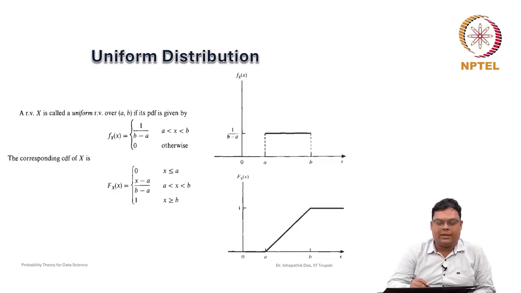Now, we will discuss some of the important continuous distributions, continuous random variables. One of them is known as the uniform distribution. The uniform distribution is defined on an interval. A random variable x is called a uniform random variable over (a, b), where a and b are two real numbers with a less than b, if its probability density function is given by f of x equal to 1 by b minus a whenever a is less than x less than b.